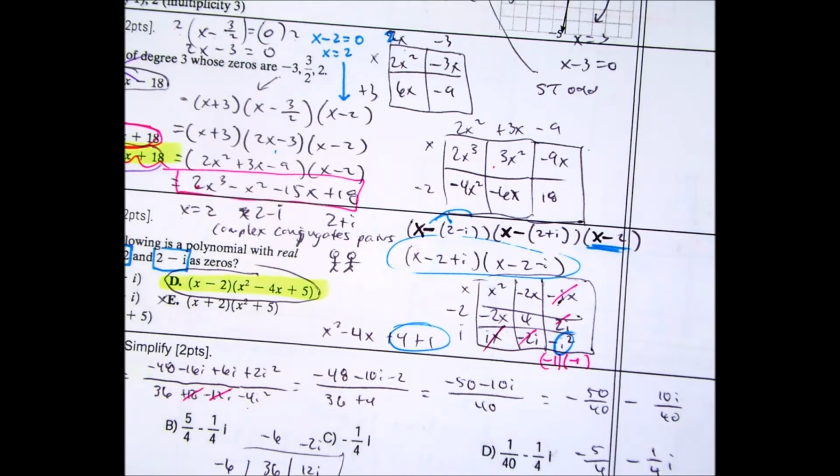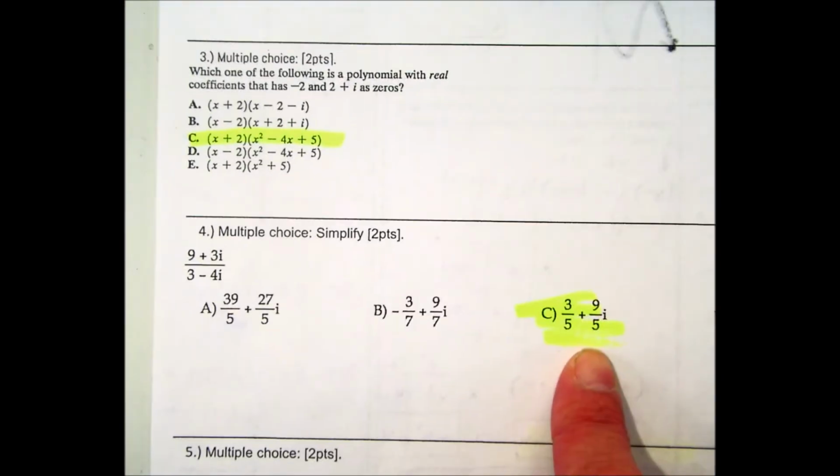Question number 4. 9 plus 3i over 3 minus 4i. The answer is C. Show you why.